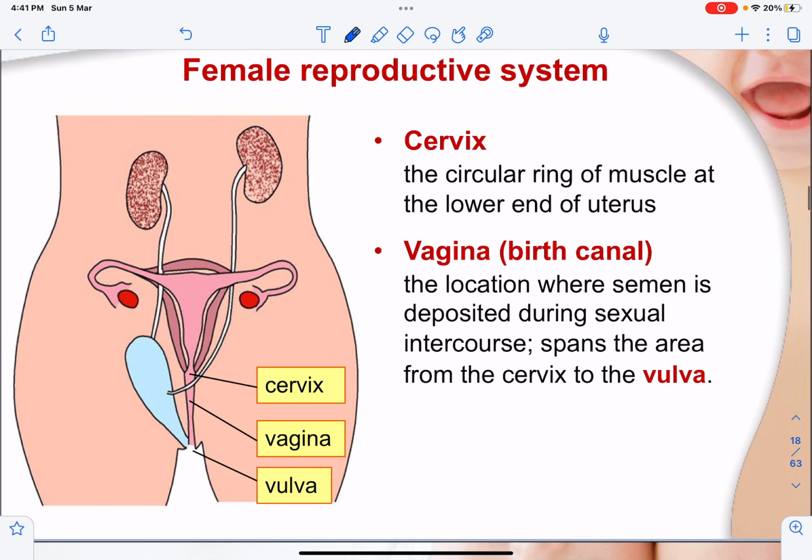Okay, next is your cervix. Your cervix is this circular ring of muscles at the lower end of the uterus, and the vagina is the location where this semen is generally deposited during intercourse, and it spans from the cervix to the vulva. So just take note of the difference. One is on the inside, for the cervix, and then of course the vulva is on the outside.